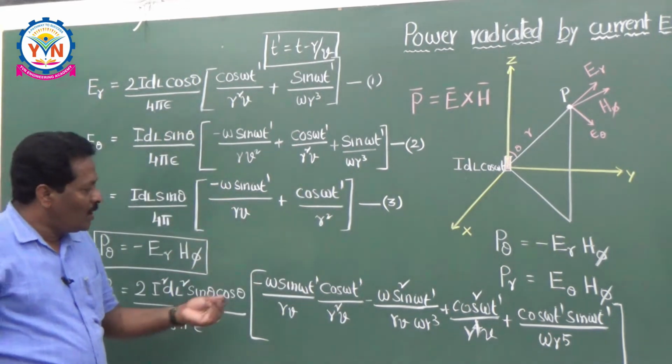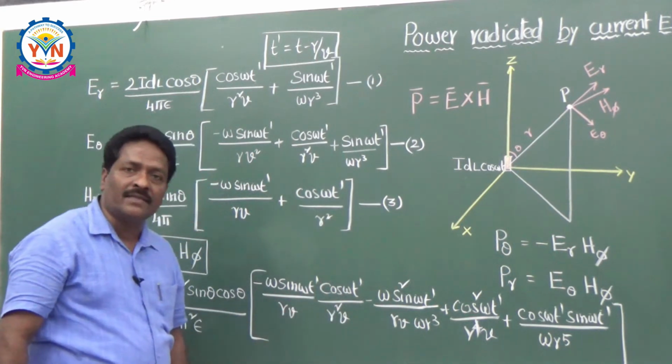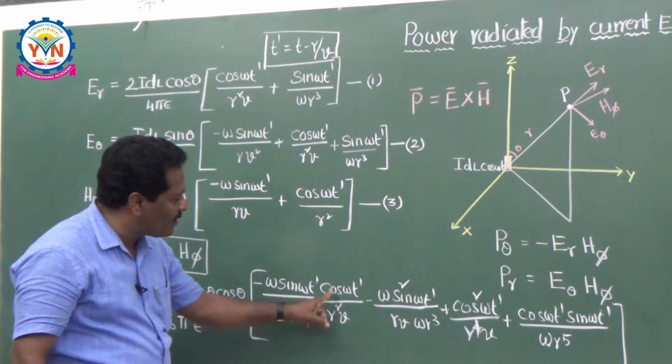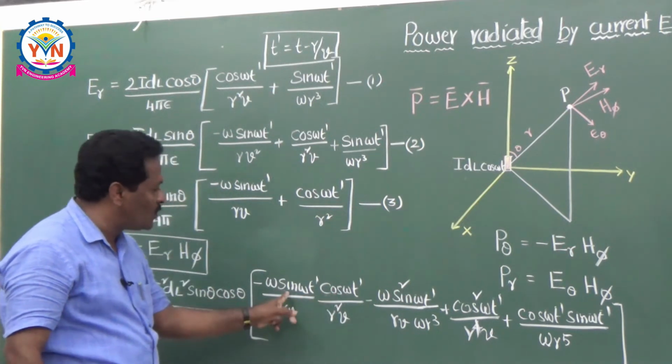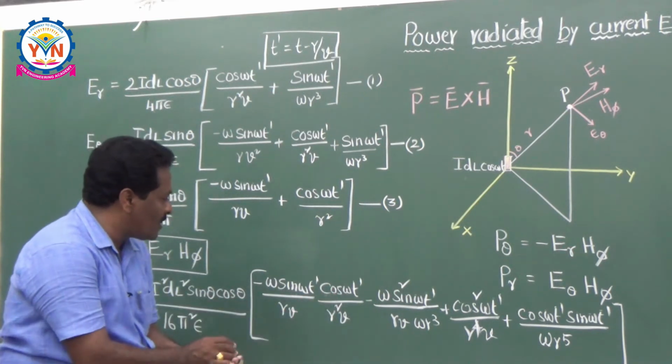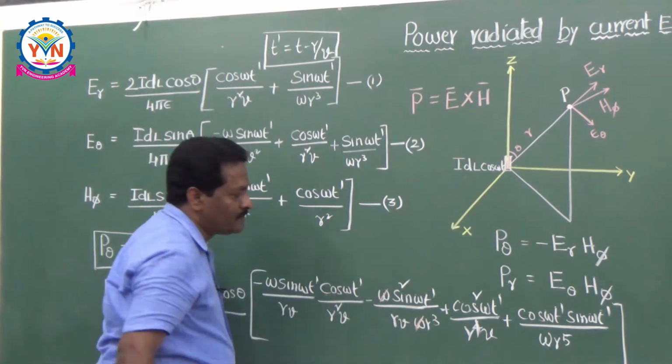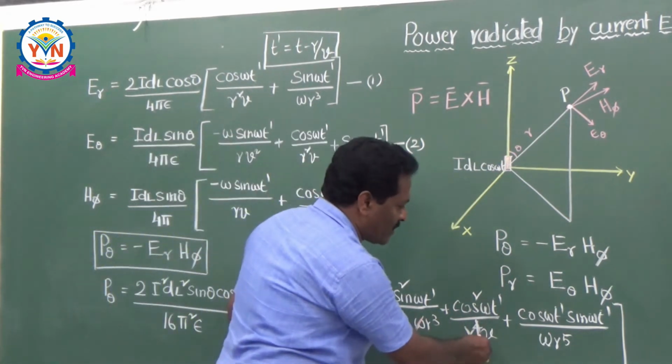Now, if you take these trigonometrical terms, sin omega t dash, cos omega t dash, sin theta, cos theta, you can write sin 2 theta. And here you can say that omega and omega will be cancelled. And you can say this is cos square omega t.